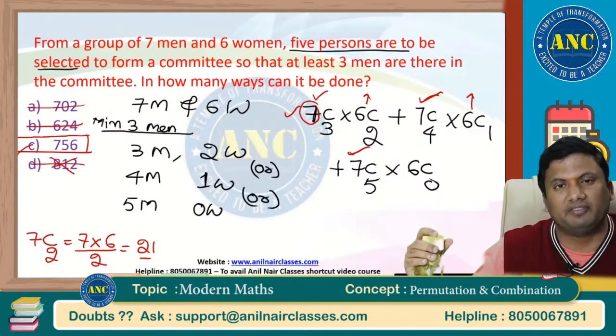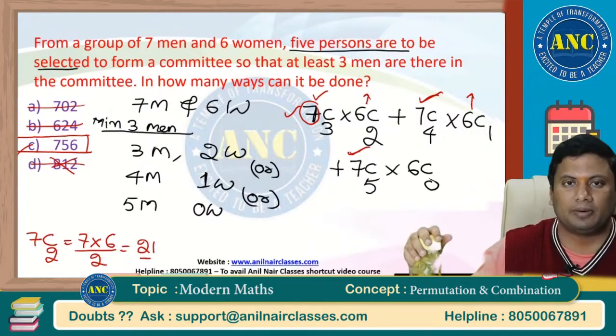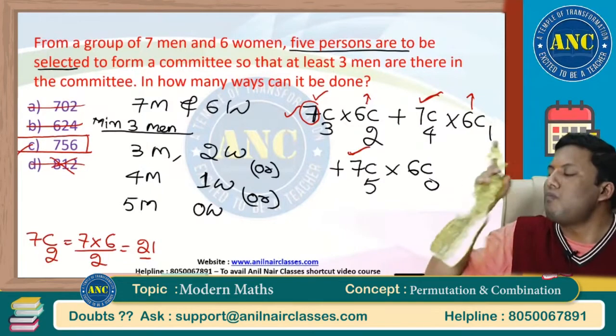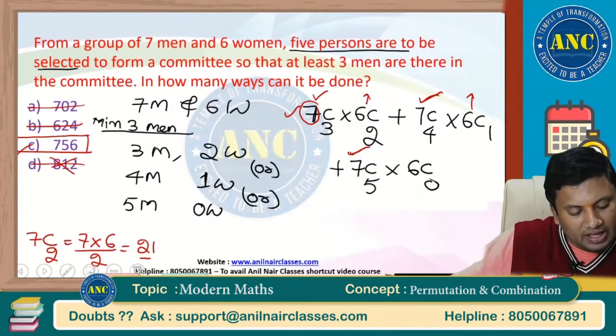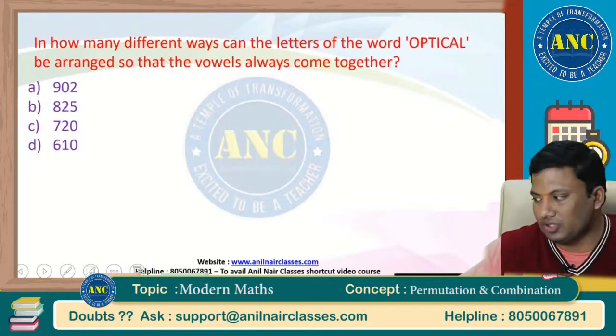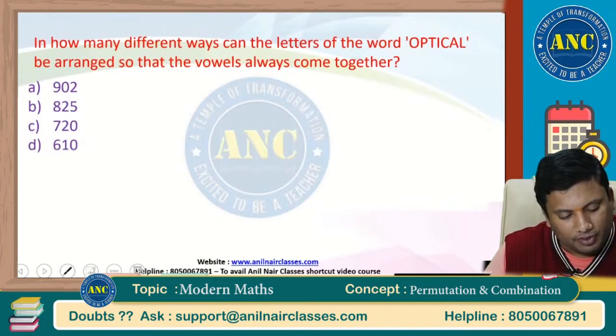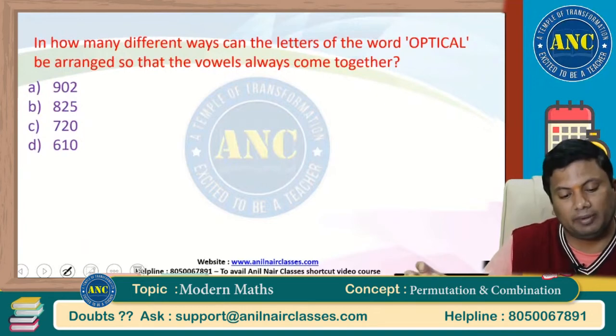Write each and every question. This is a unique way of looking at permutation and combination problems. Write question number 4. Every possible variety we will solve in our class. In how many different ways? These kinds of questions are extremely important.